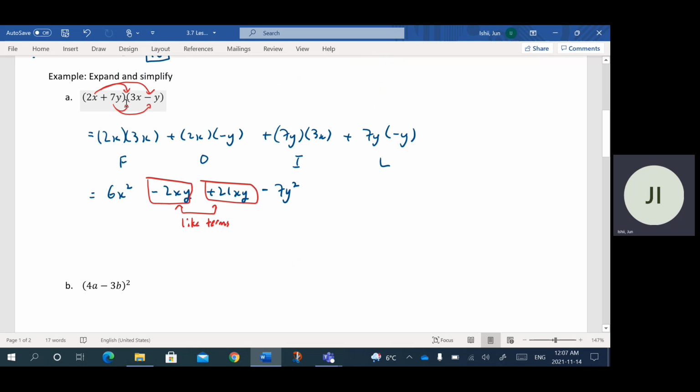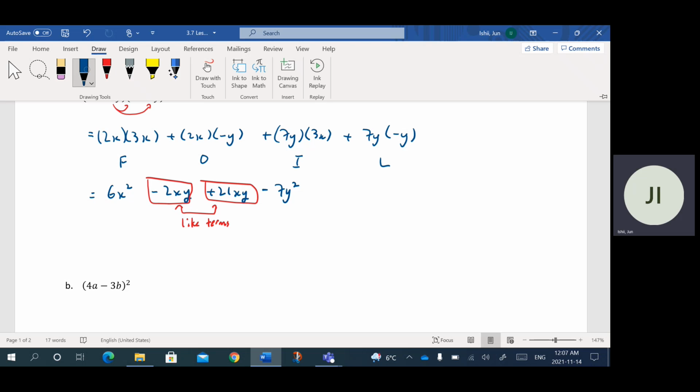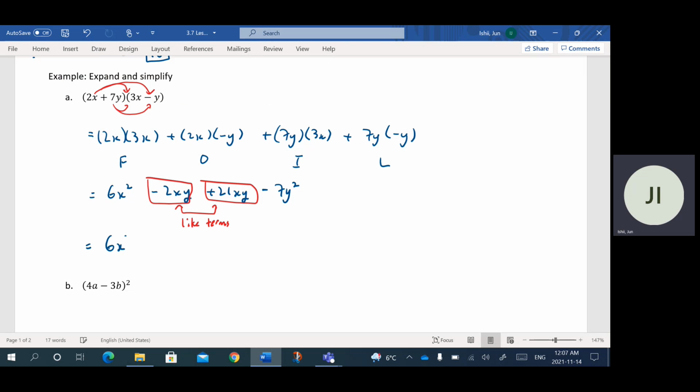All right, so as a result, we get, again, the 6x squared, I'm just going to drop it down. So negative 2xy plus 21xy is positive 19xy. Just remember, you leave the variables the same, but then combine the coefficients. So negative 2 plus 21 is positive 19. And then I have the minus 7y squared. Okay, so this is now that set of brackets expanded and simplified. So the main thing you want to remember is the FOIL.